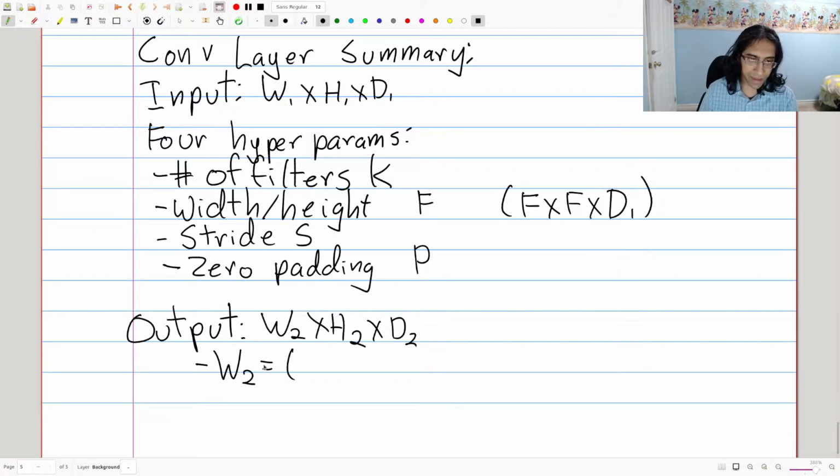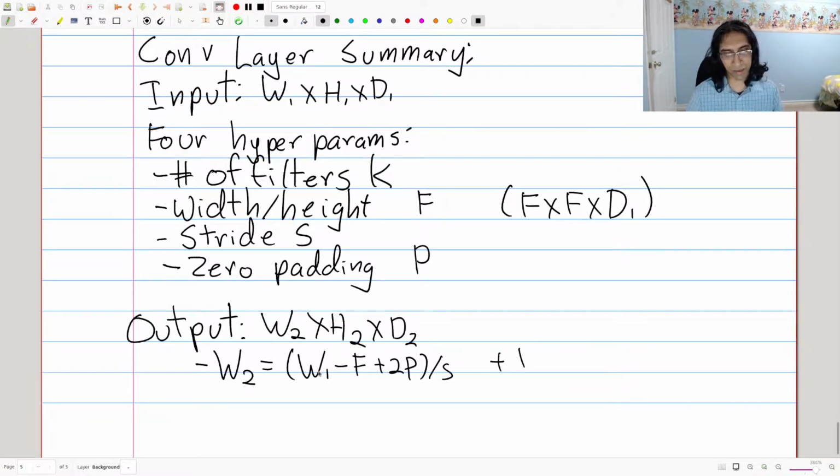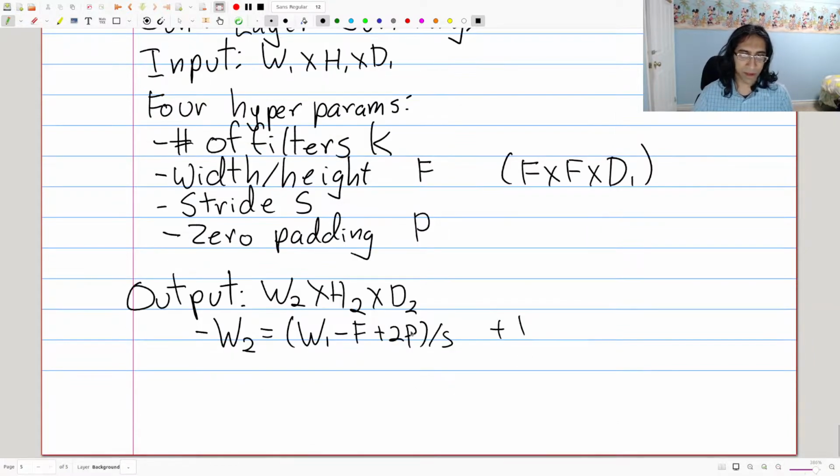And I claim that the width of the output is going to be w1 minus f plus 2p, divided by s, plus 1 at the end. I'm not going to explain fully where this comes from, but you can see that it takes the input size, and the bigger your filter is, the smaller it'll get. But it'll also increase if you have some 0 padding. Note this factor of 2 because you put 0 padding on the left and the right. And then the stride says how many you skip, so it kind of divides it into that many things, and then plus 1. You don't need to fully understand this expression, but try to think of how each of the different hyperparameters affects the output size.